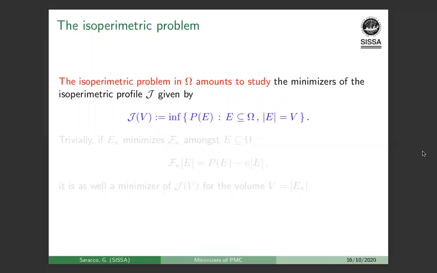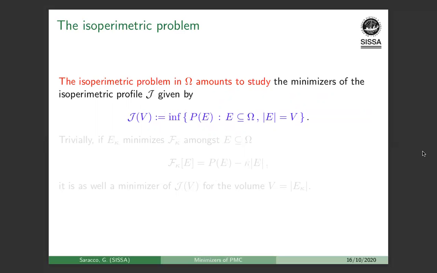So I want to give you this as an application. The isoperimetric problem is what follows. You fix omega, and you consider the functional J, which to each volume V, a value between 0 and the measure of omega, associates the least perimeter needed inside omega to enclose the given volume. So you look at the infimum of the perimeter of E among all subsets of omega whose volume is the given V.